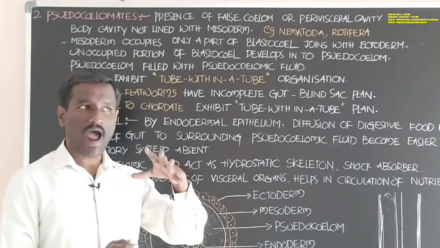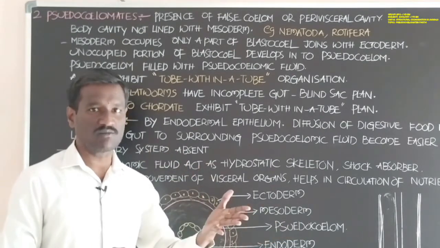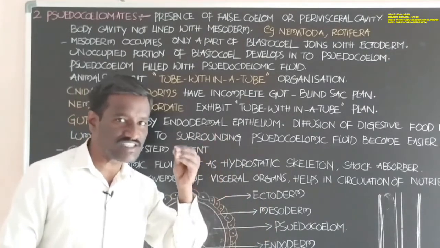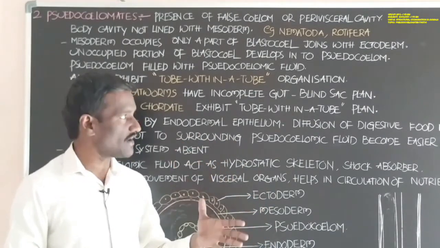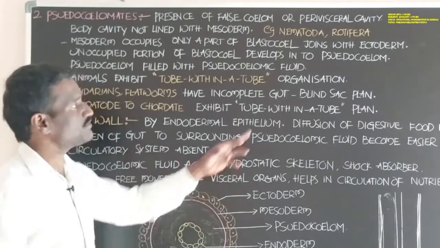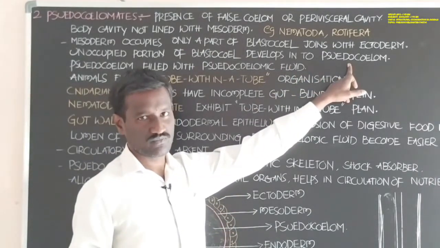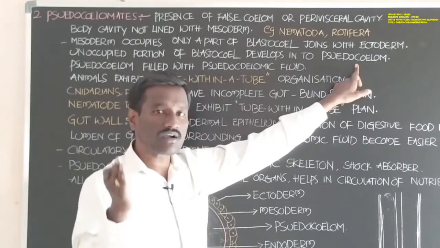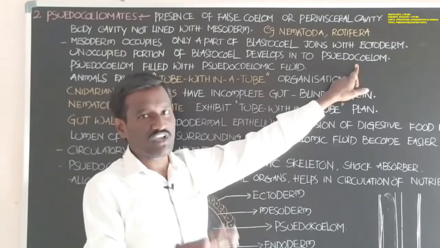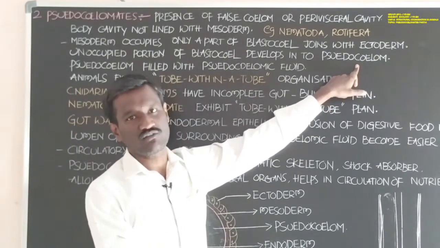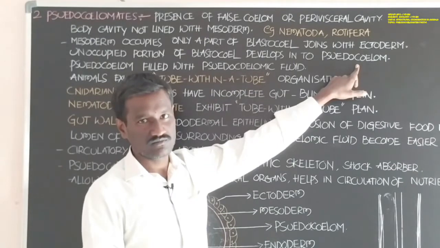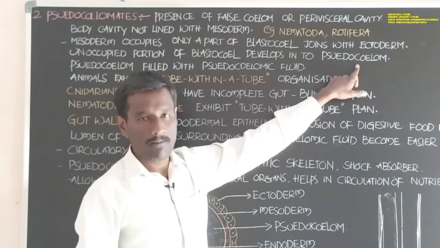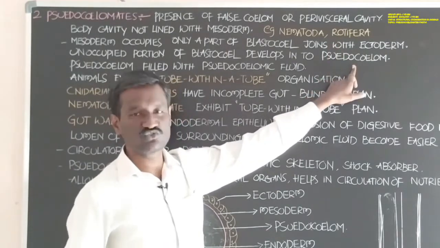Student, the unoccupied portion of the blastocoel persists as a body cavity and develops into the pseudocoelom. The pseudocoelom does not develop from the mesoderm. It is the unoccupied portion of the blastocoel. It is obtained from the portion of the blastocoel, hence it is called pseudocoelom.